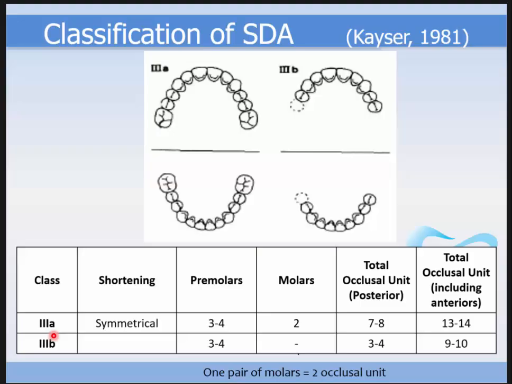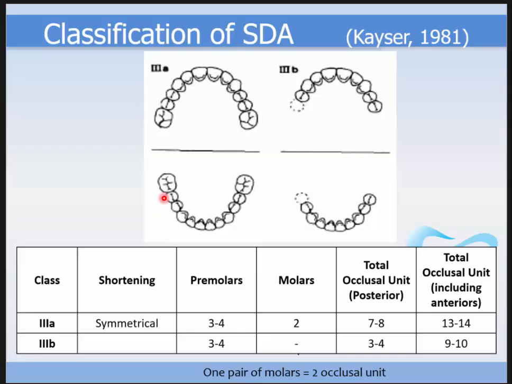Class 3 is a symmetrical pattern. So in 3A, 6 to 6, 6 to 6. You may be missing 1 premolar, but you have 2 molars present. So the occlusal units on the posterior are 7 to 8 according to Käyser. But in total, you have 13 to 14 occlusal units.